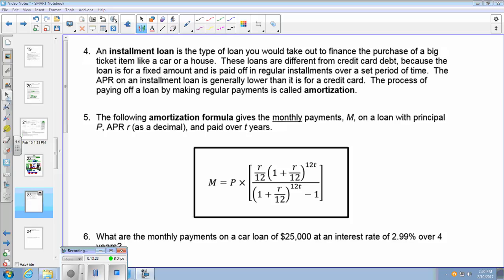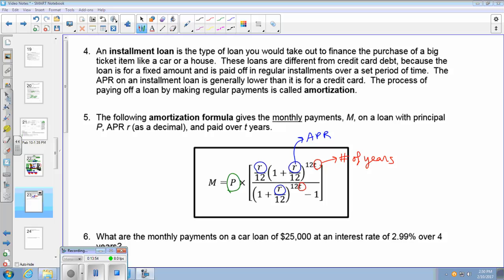And so the following amortization formula gives the monthly payments M on a loan with principal P, an annual percentage rate R, and again, it should be in decimal form, and paid over T years. So again, here, notice T appears in more than one place, but this is number of years for your loan. So we've got another T here. R, again, is your interest rate, your annual percentage rate, and it has to be in decimal form. Notice it appears in 3 places in here.